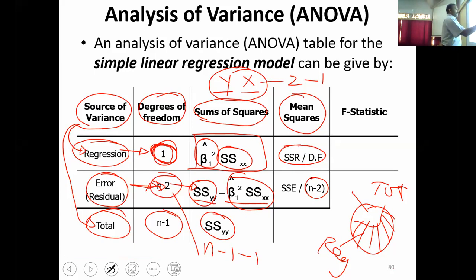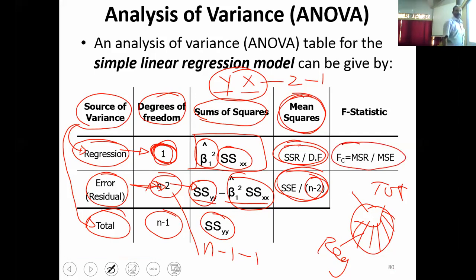Now F statistics, the ratio between these two: mean square of regression divided by mean square of error. So that is called F statistics, the ratio. Can you remember in the pooled T test we have seen a ratio comparison similar to that. So the F calculated value is the mean square of regression divided by mean square of error. Right? So this is the basis of the simple ANOVA table.